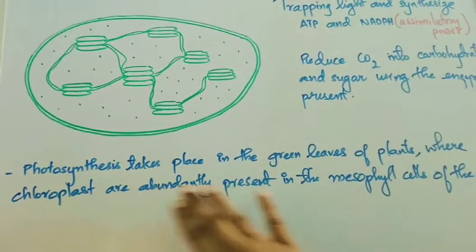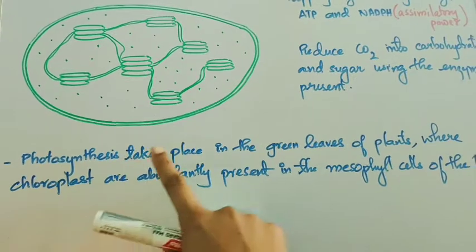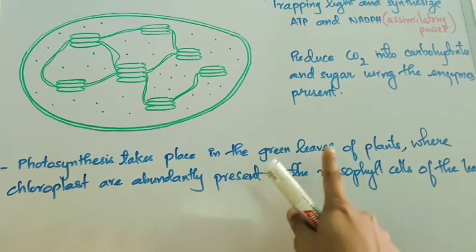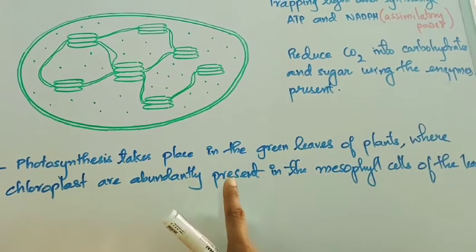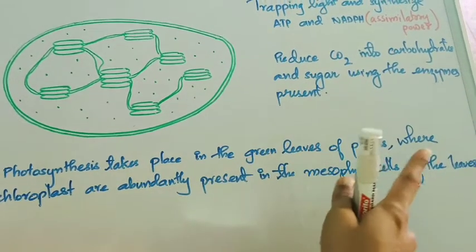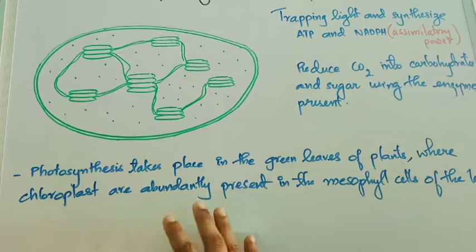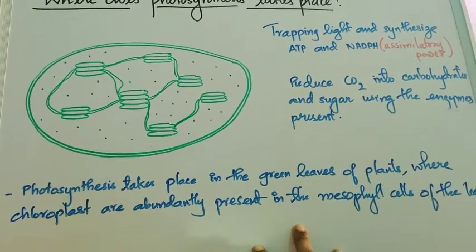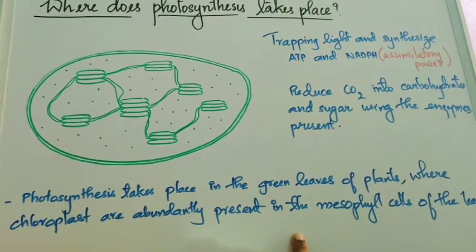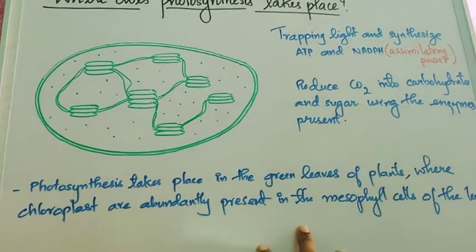We'll understand that. So, till now we have understood that photosynthesis takes place in the green leaves of plant where chloroplasts are abundantly present in the mesophyll cells of the leaves. I hope whatever is written here, you write it down into your notebook so that you don't have to prepare another notes for this. Alright children.